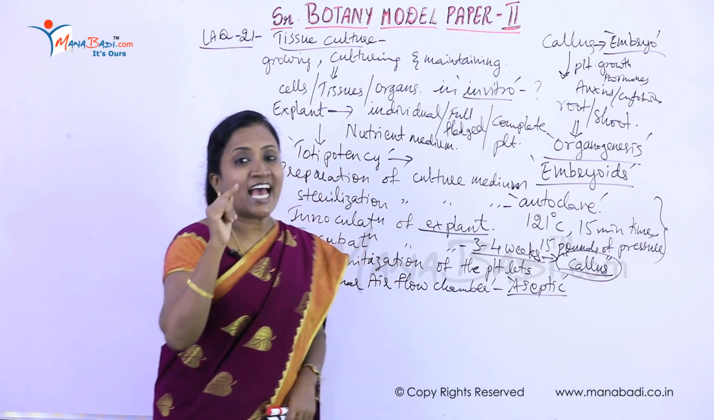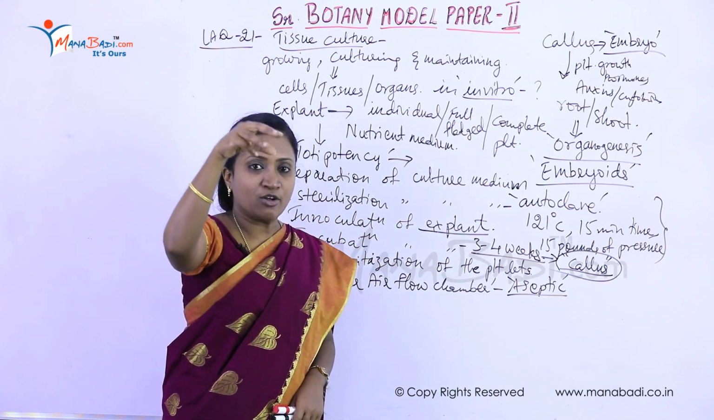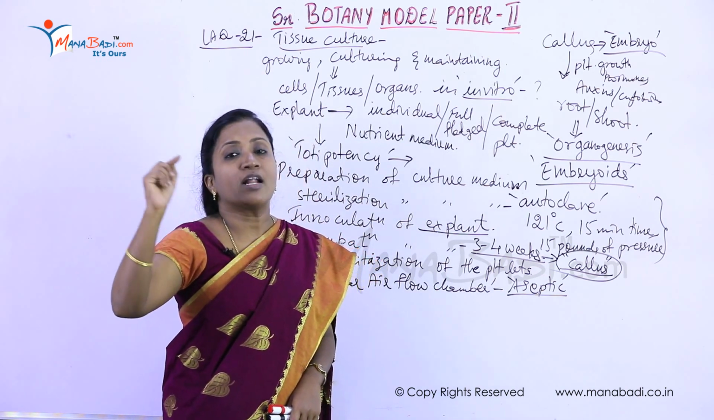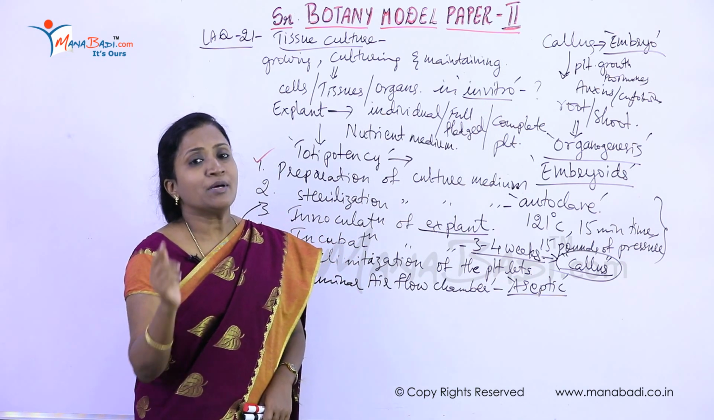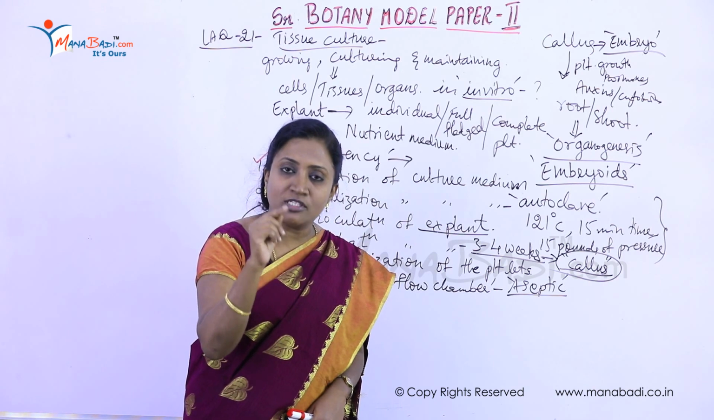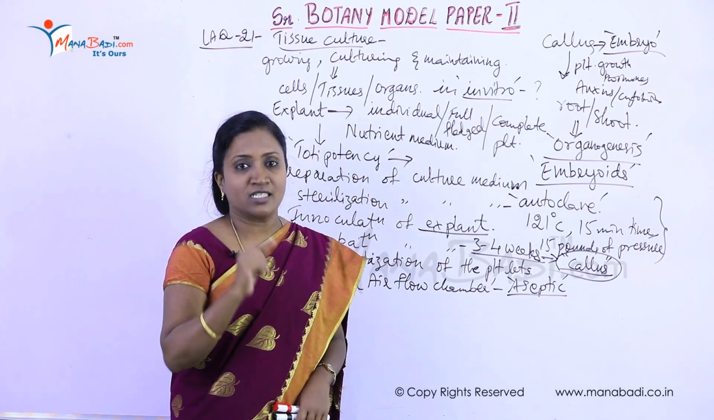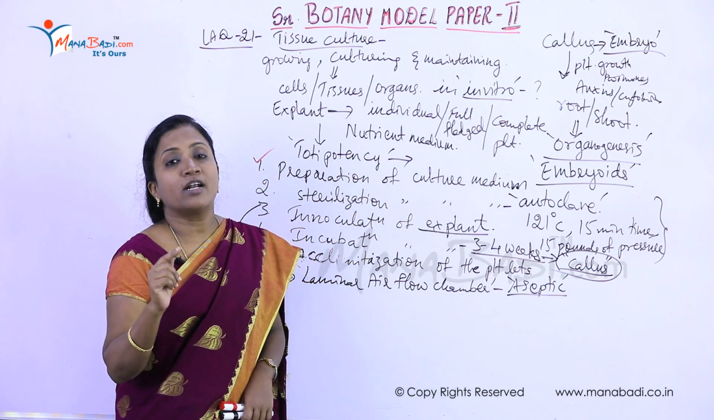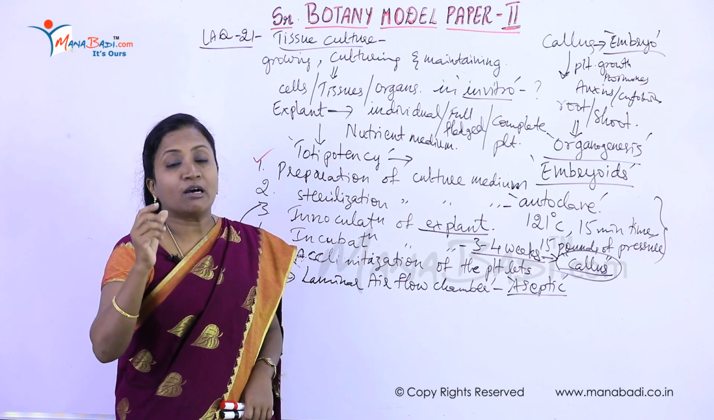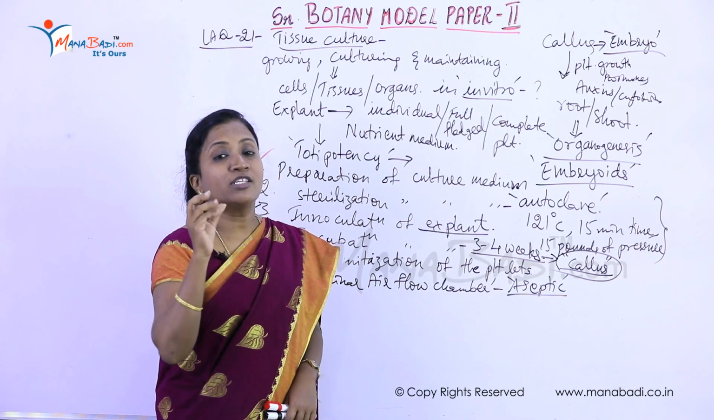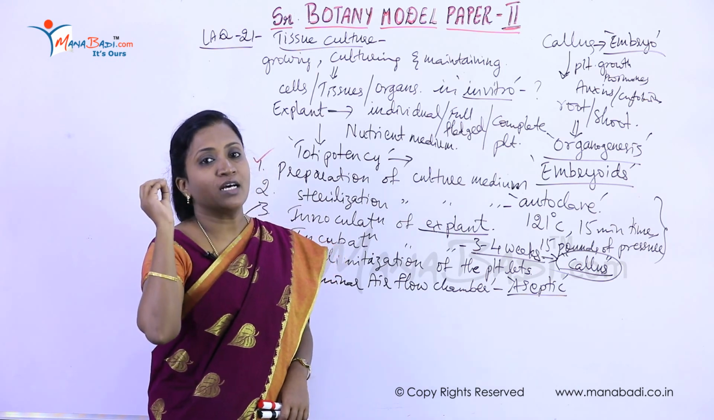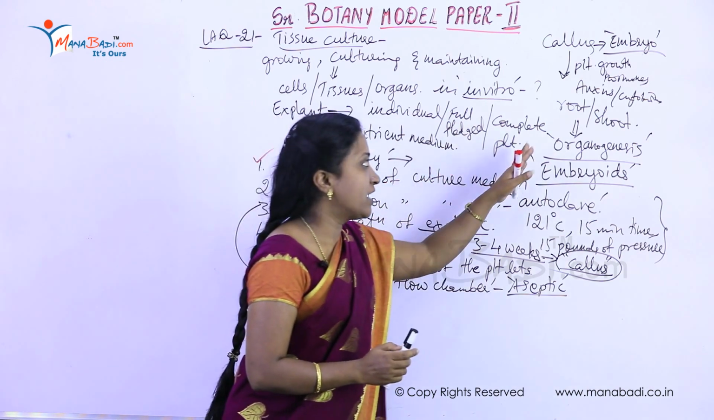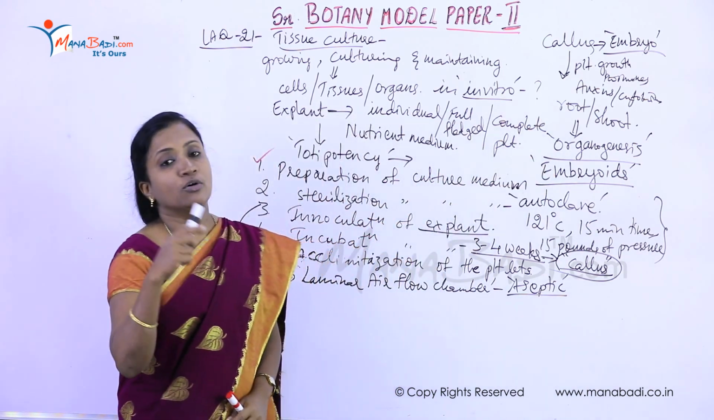Got it? So when the callus is kept on plant growth regulators which help in the initiation of root or shoot, this process is called organogenesis. In some other cases, embryos develop from the callus. This is called embryogenesis. These embryos are called embryoids, and they are called somatic embryoids because they develop from the vegetative cells.